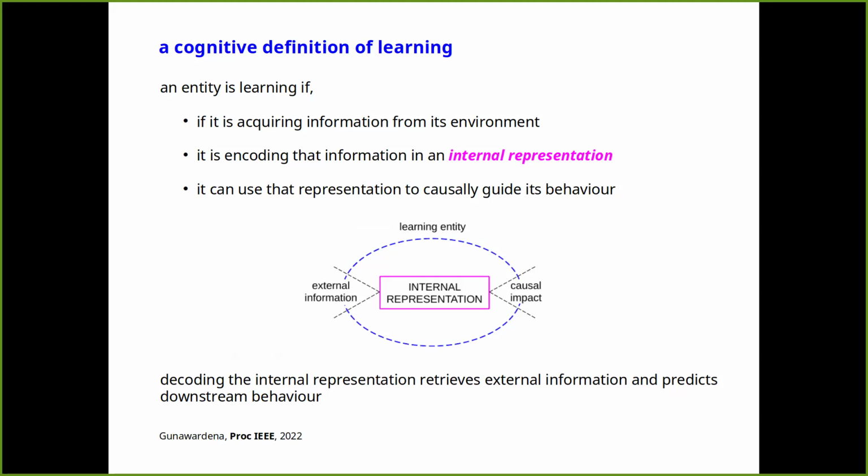And it's represented there in these three statements, which I think are all very plausible. An entity, it doesn't have to be a living entity, is learning if it's acquiring information from its environment. It's encoding that in what I like to call an internal representation, which is kind of like a model of the world. And then it has the possibility of using that to causally guide its behavior. So one way to think about it is that this internal representation has two faces to it. One is it's an encoding of information.